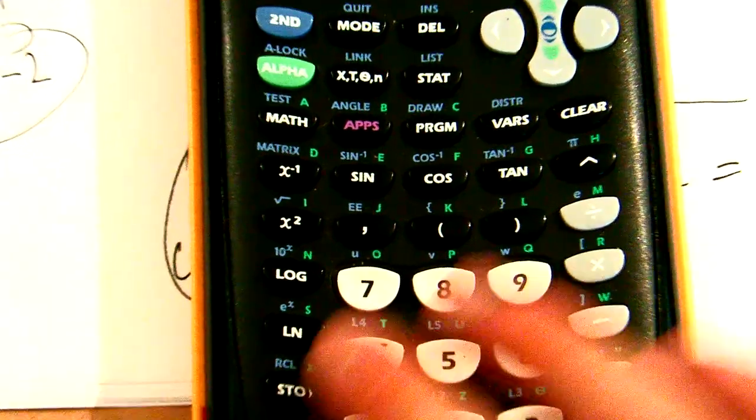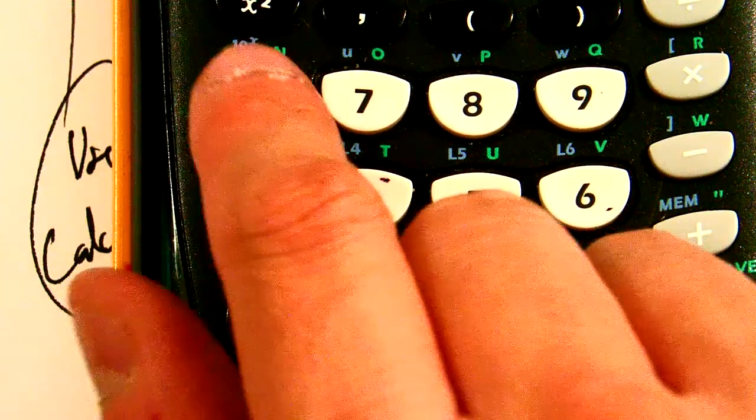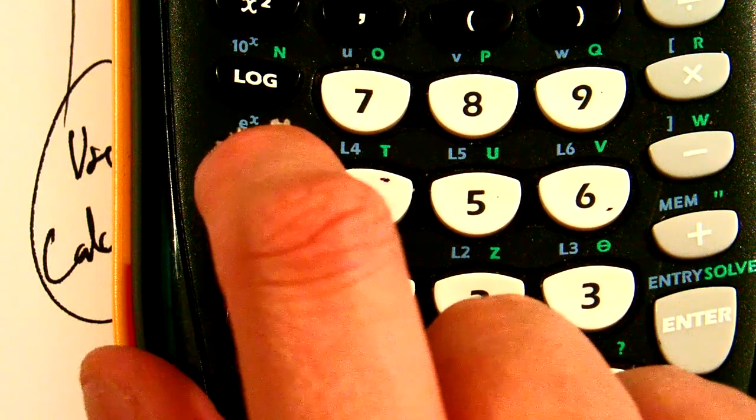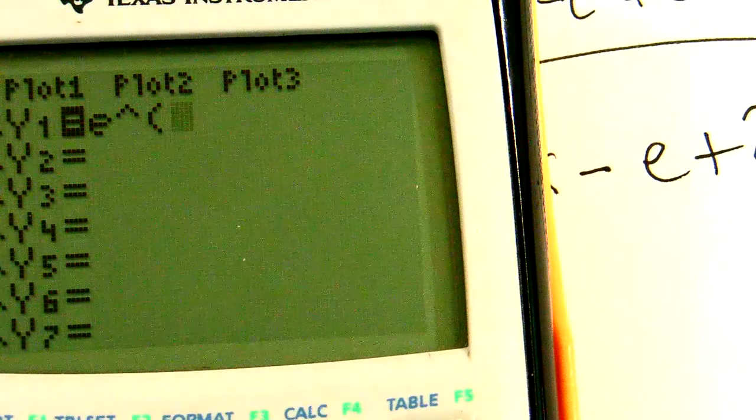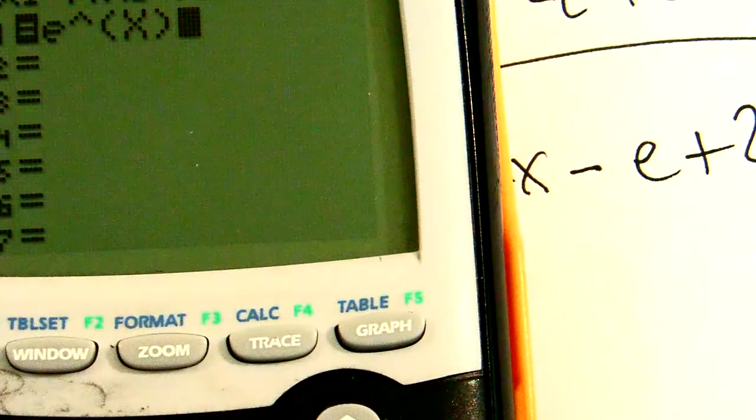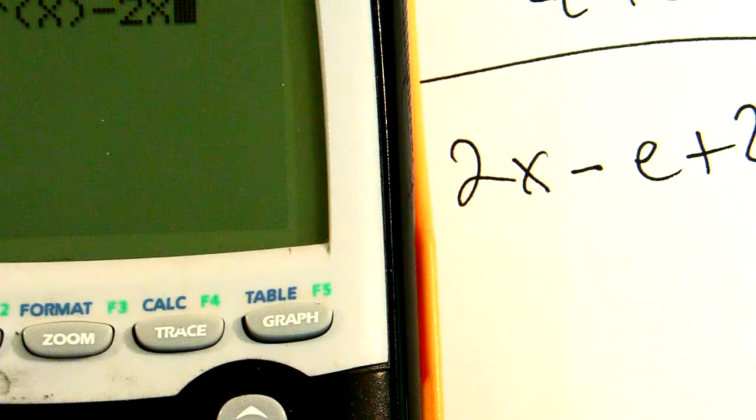If you don't know where e is, go to second, and then go to ln. If you see here, zoom in. Right next to number 4 is ln. And then if you hit second, you see a little e to the x, and then e to the x should pop up here. And we're doing e to the x here, minus 2x, minus e.